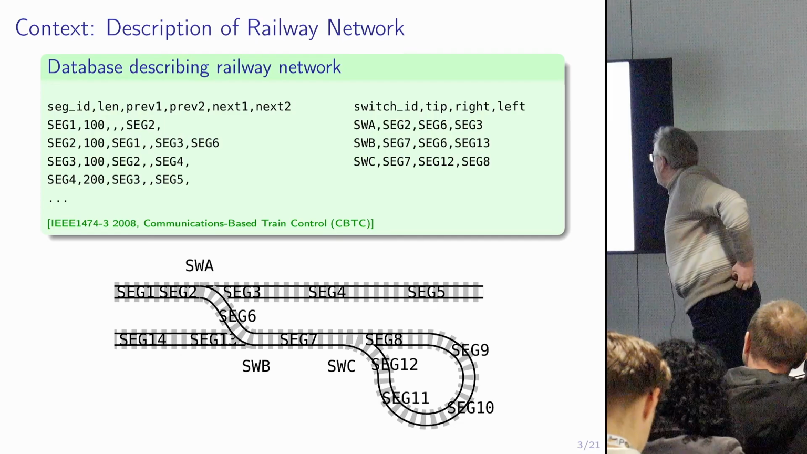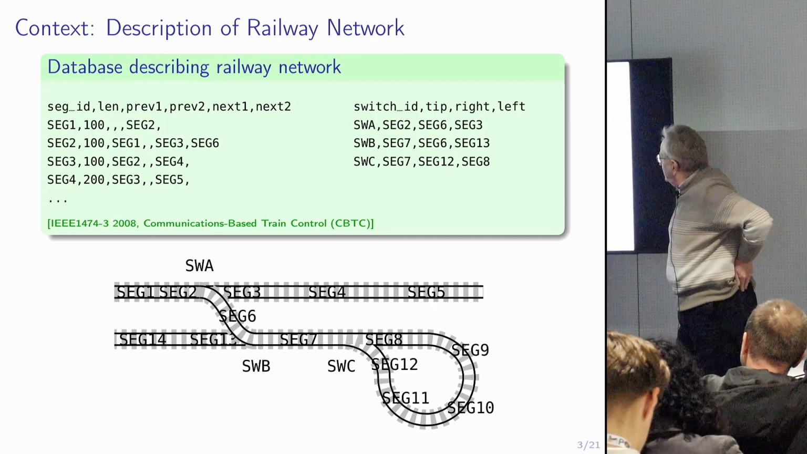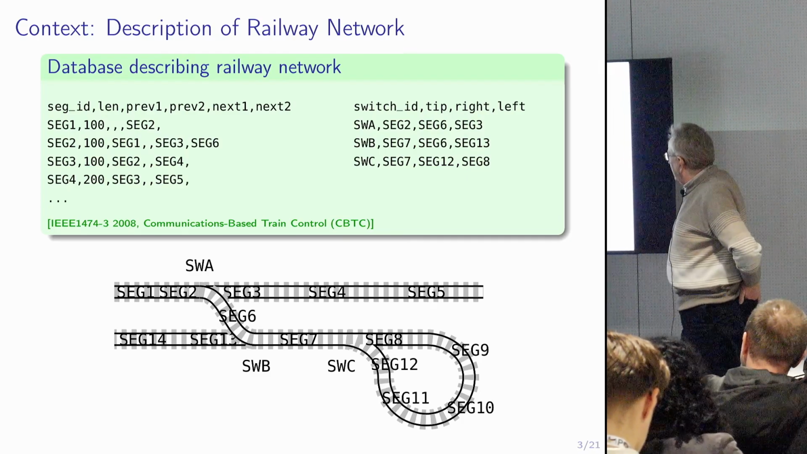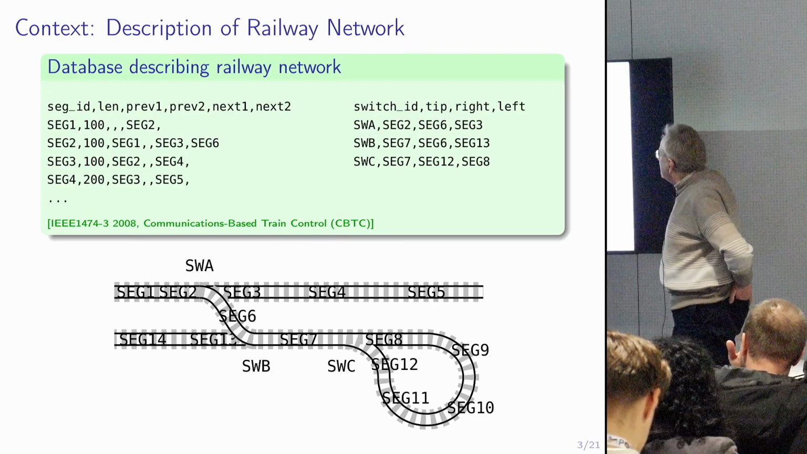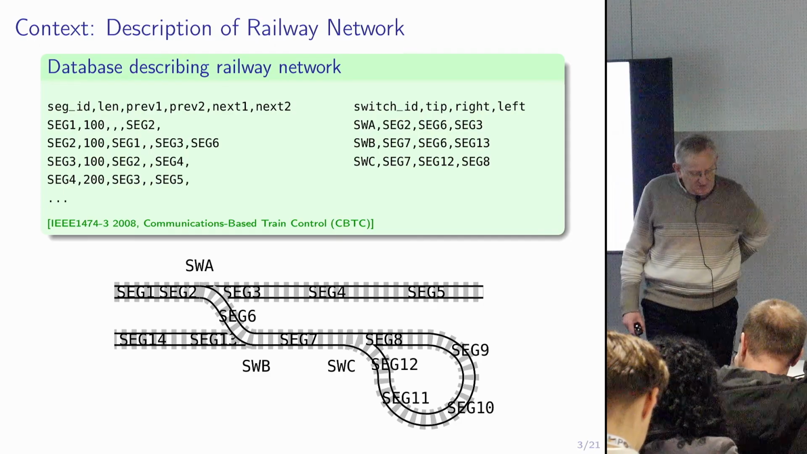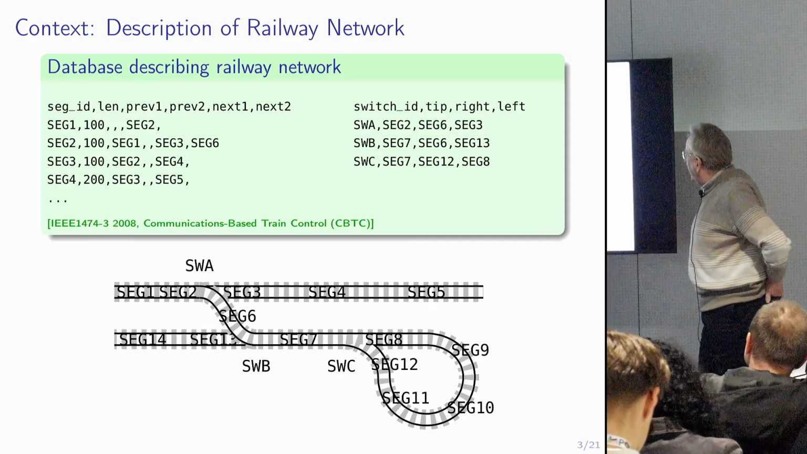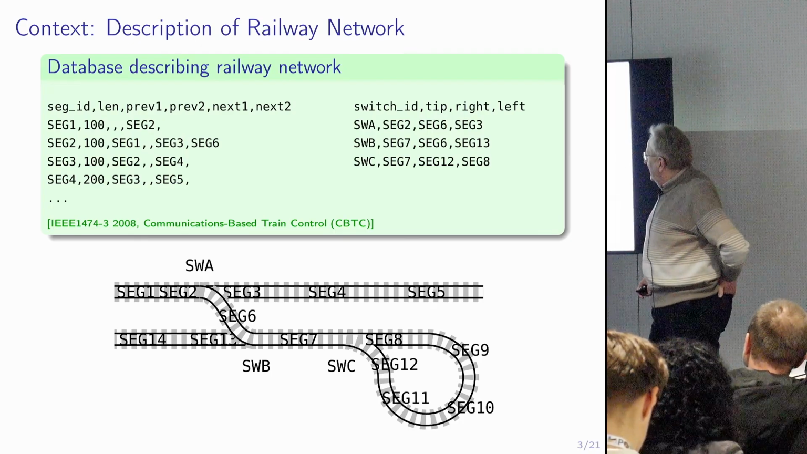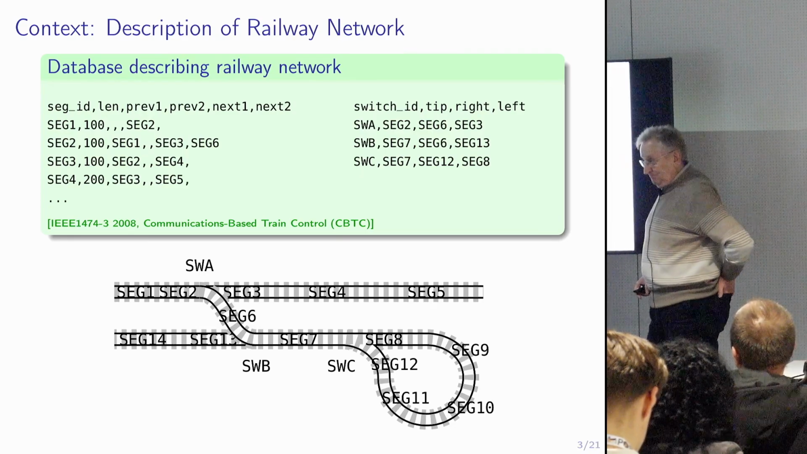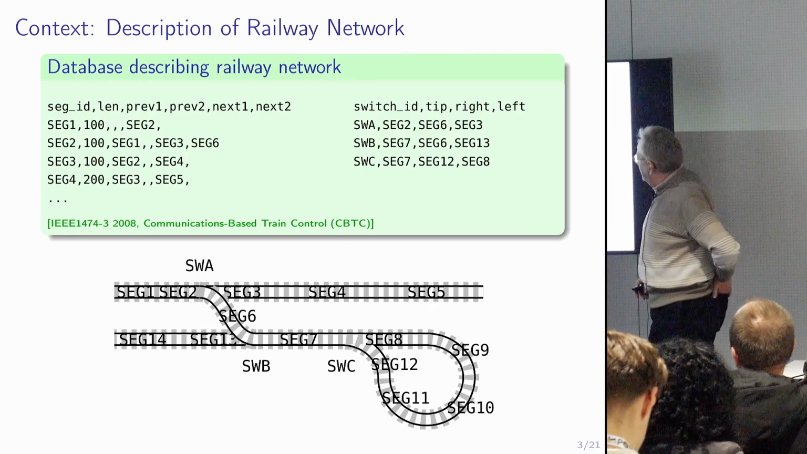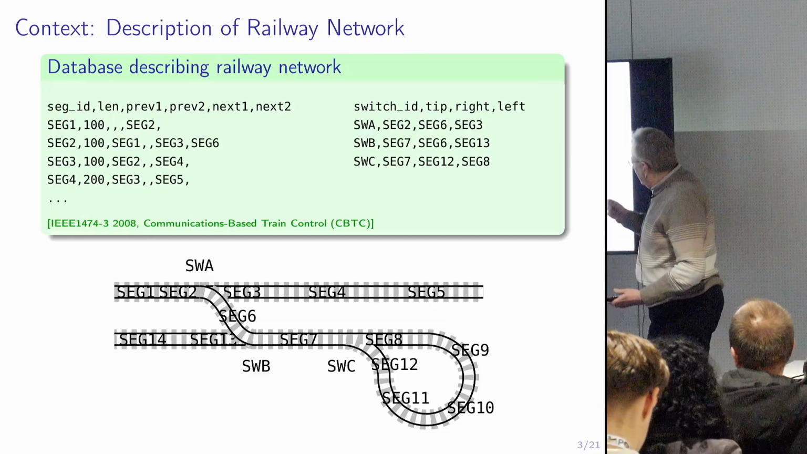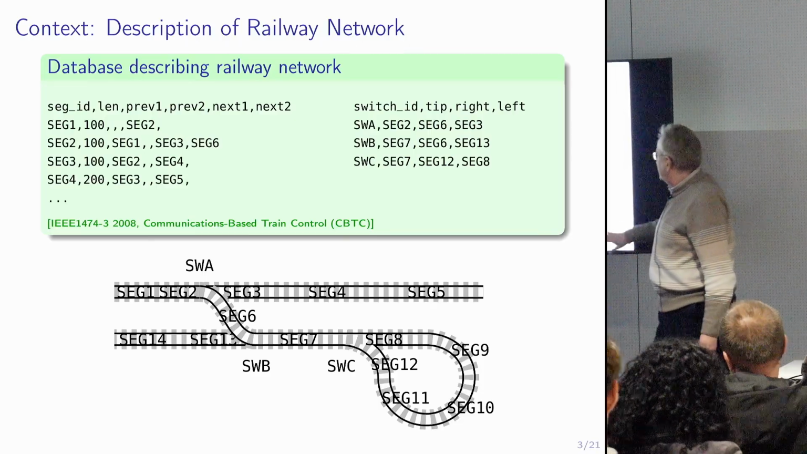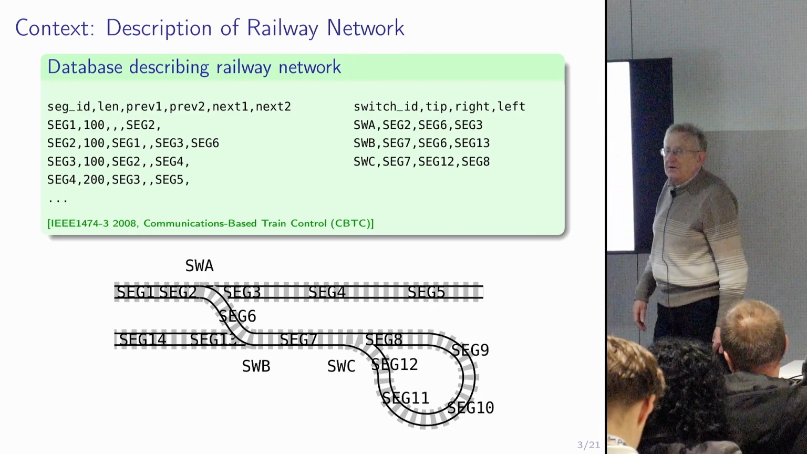In particular, in the design of automated trains, there is a representation of the railway network where your trains are running. This is more or less a standardized representation of railway networks using databases. Here is a very simple example. Roughly speaking, the railways are made of segments of rails, and segments are connected together.